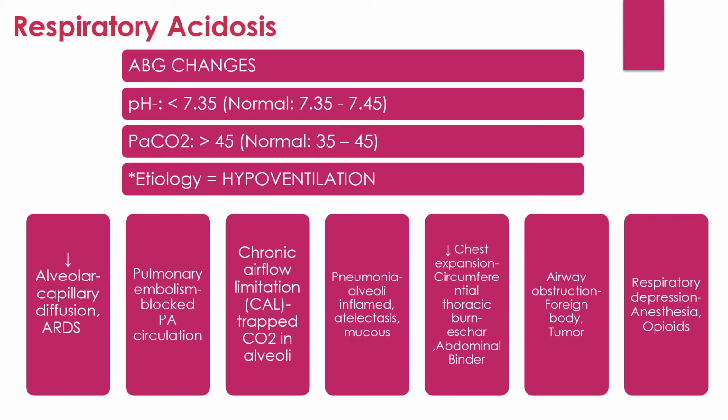Pulmonary alveoli that are inflamed have atelectasis, which is air trapping, or they have thick mucus that's blocking the airways. Decreased chest expansion, so that would be like a circumferential thoracic burn, or eschar, or an abdominal binder. And we'll talk more about that when we get to burn. Airway obstruction would be a foreign body or a tumor. So if we have a lung tumor, it's going to obstruct the airways so the air can't come in and out. And respiratory depression, which would be anesthesia or opioids.